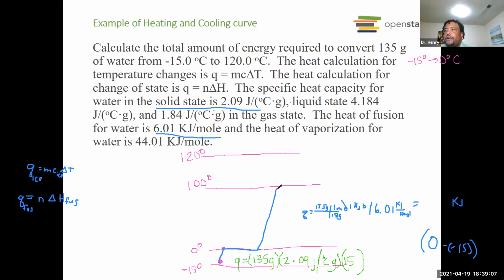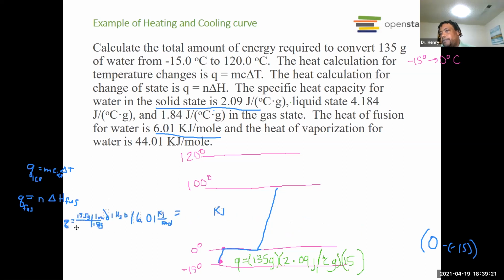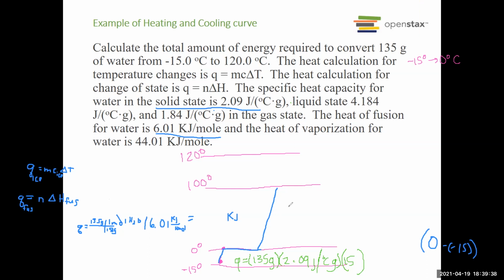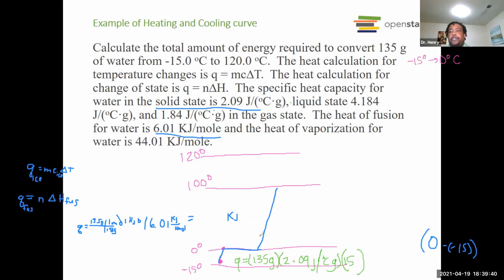Okay, so if we're going from here, that Q is going to be what? If this represented the transition, that represents the line here. Now, what are we going to use to represent going from 0 degrees to 100 degrees? What equation are we going to use that is going to allow us to calculate the energy that it takes to go from 0 degrees to 100 degrees?